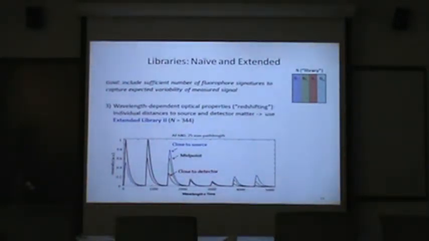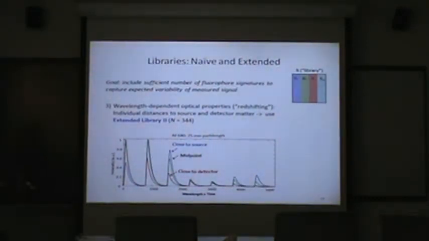So in order to account for this, we create a library that has many more signatures per fluorophore. And I'm going to skip over those details. Essentially, we create what the signatures would look like if the fluorophore were at every single pixel, and then we use an algorithm to prune the library. But I'm happy to talk to anyone that wants more details. But the upshot is that this extended library 2 has 344 signatures per fluorophore. Okay, so great. So now I can account for my variability.